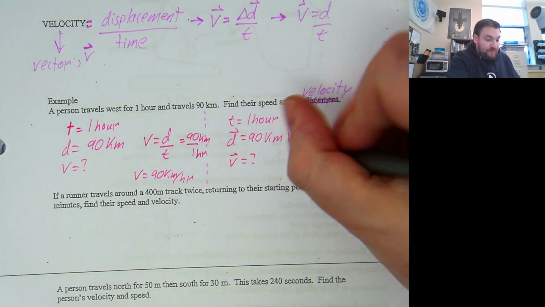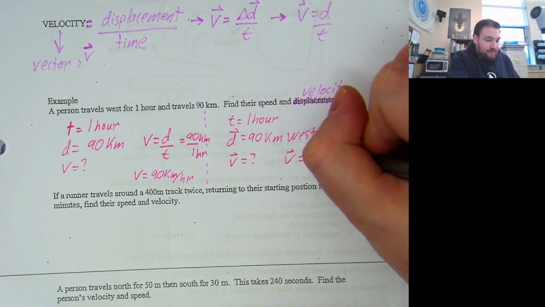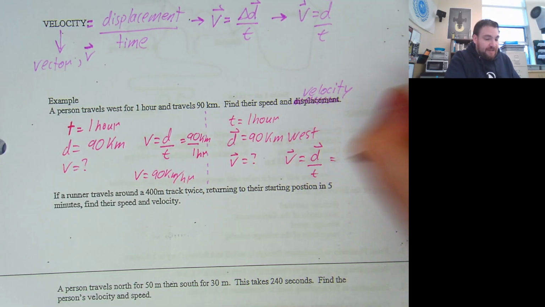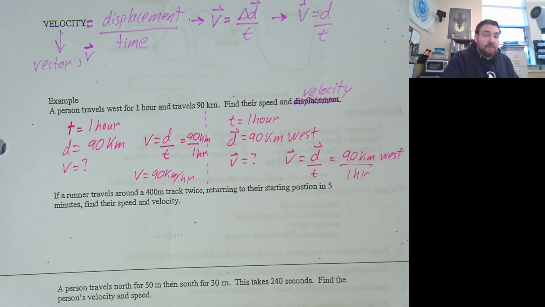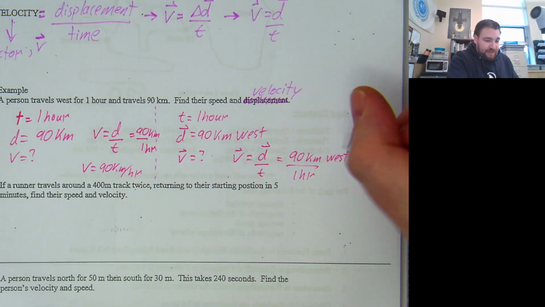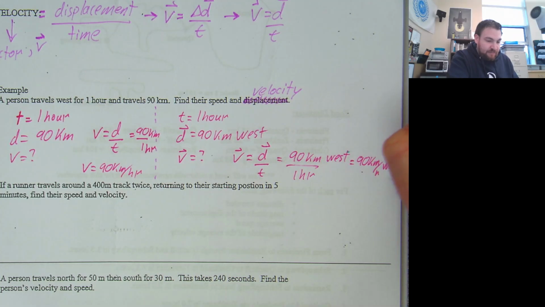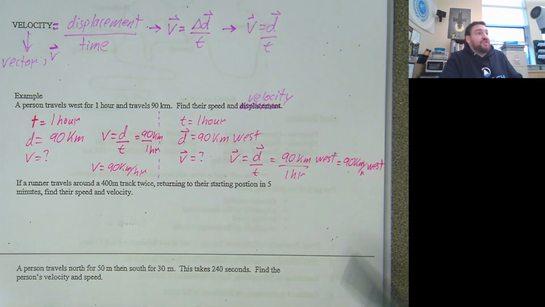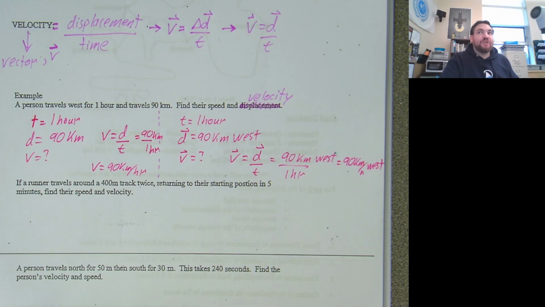The equation is going to be very similar. Velocity is equal to displacement over time. The displacement is 90 kilometers west divided by the 1 hour. So then the velocity of our person is 90 kilometers per hour west. And if the direction doesn't change, speed and velocity are going to be the same. What happens if we change the direction? Let's make it more interesting.